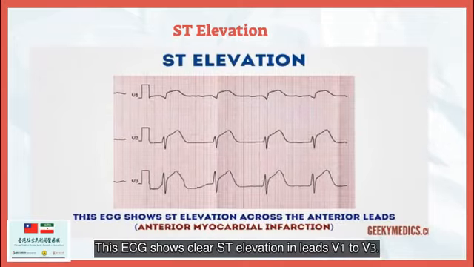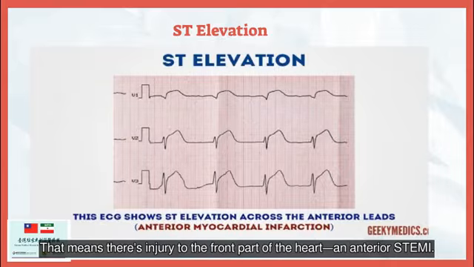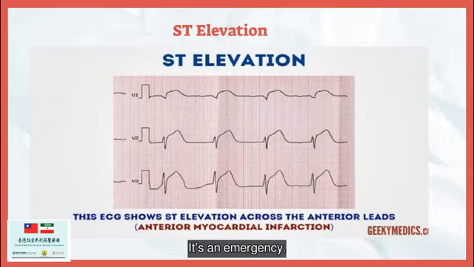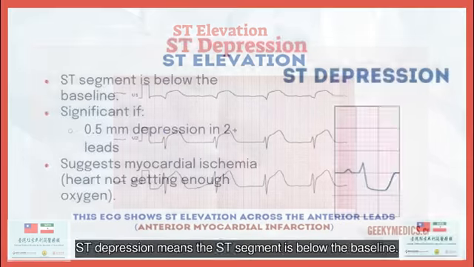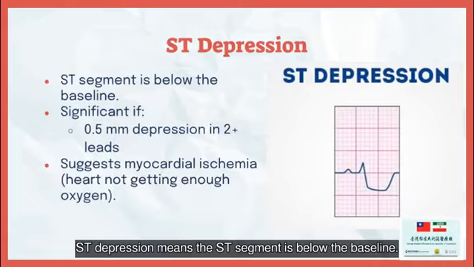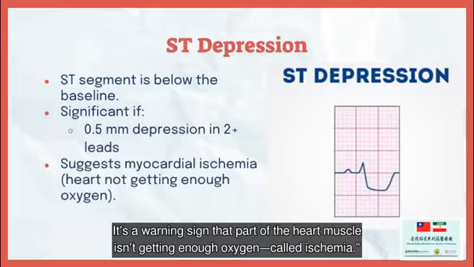This ECG shows clear ST elevation in leads V1 to V3. That means there's injury to the front part of the heart, an anterior STEMI. It's an emergency. ST depression means the ST segment is below the baseline. It's a warning sign that part of the heart muscle isn't getting enough oxygen, called ischemia.